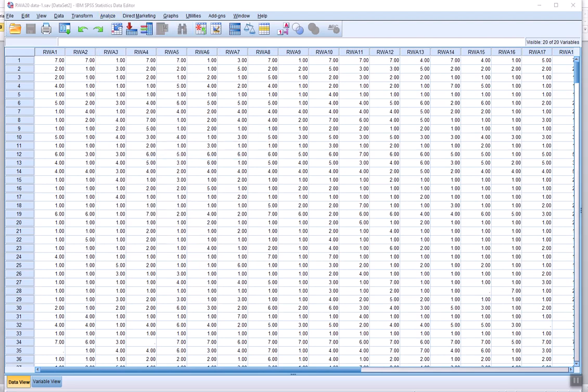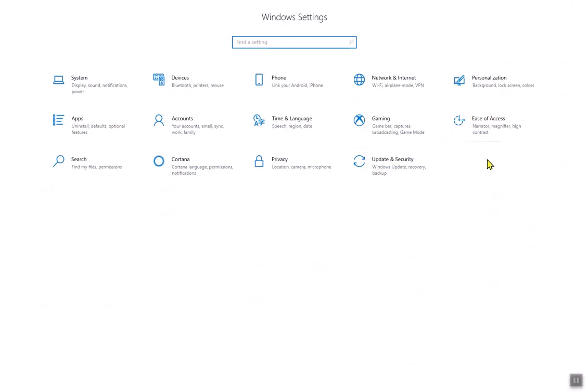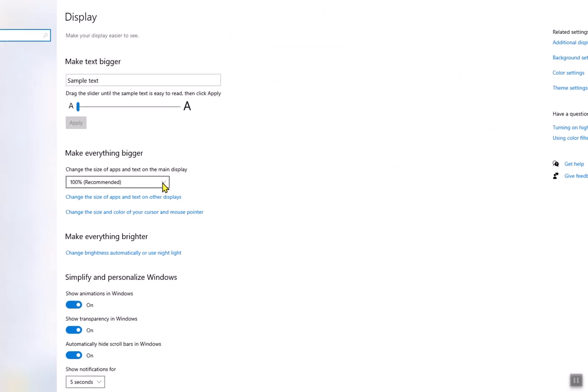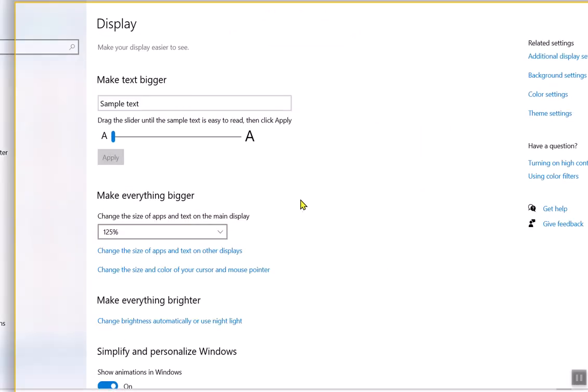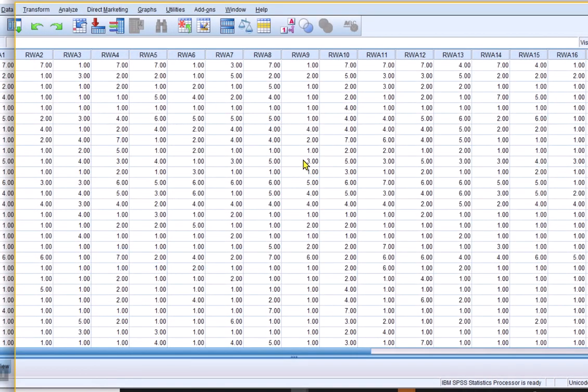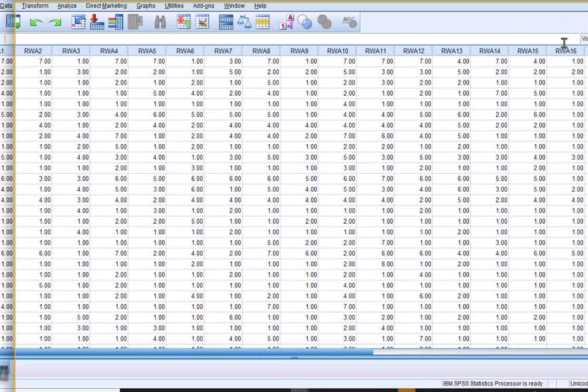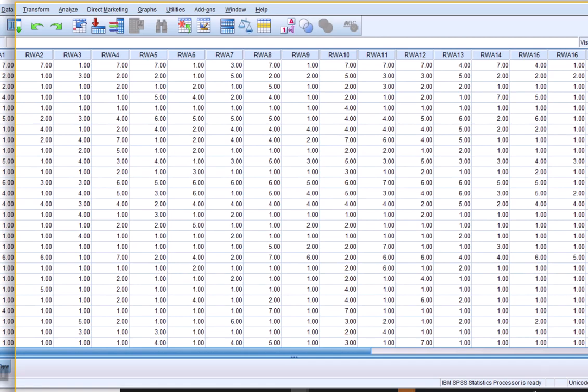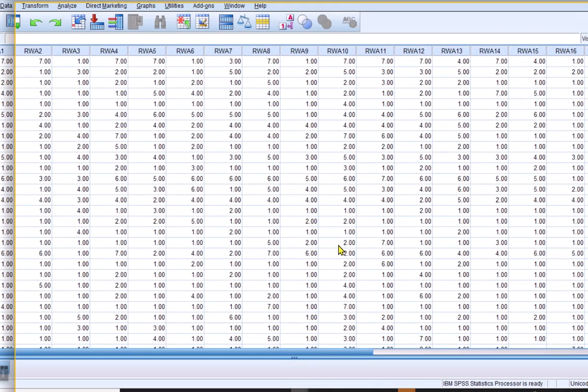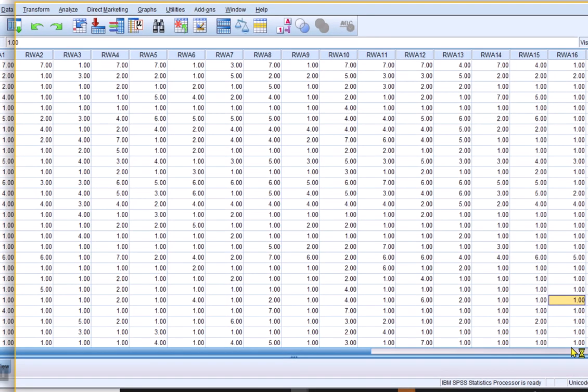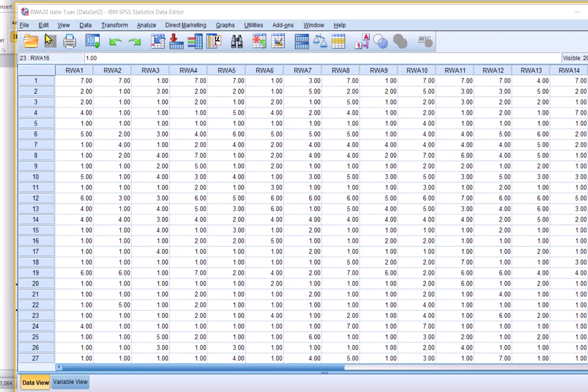Actually, let me increase the magnification on my screen here, which will make it a little bit easier to see in the video. I've got to move the SPSS now. If I can get it right. Hang on 1 second. Now this is okay. So there I've resized things to make them fit onto the screen.